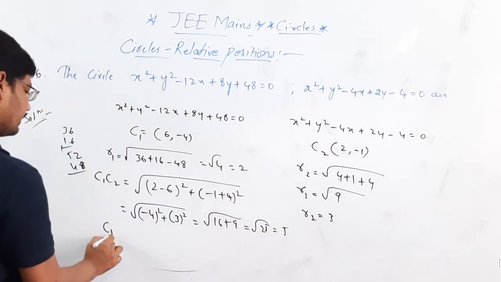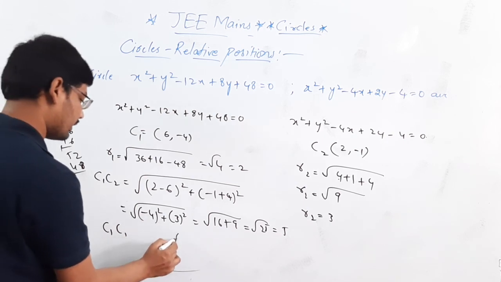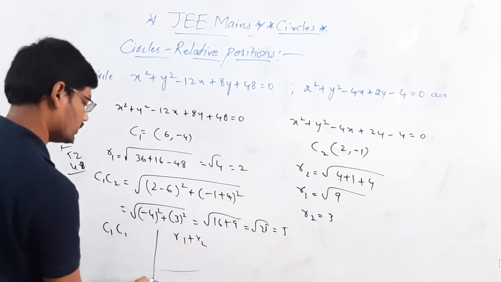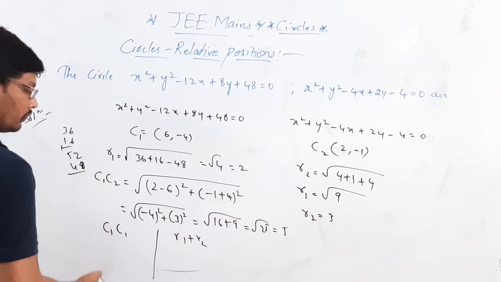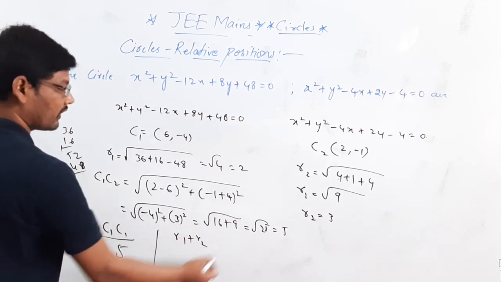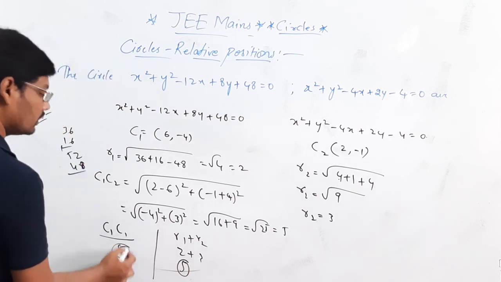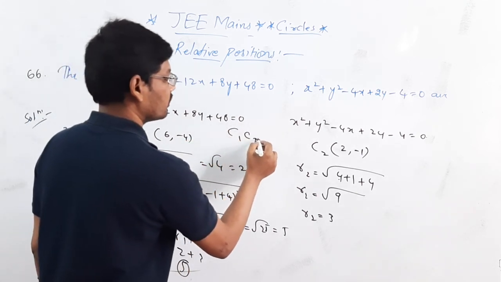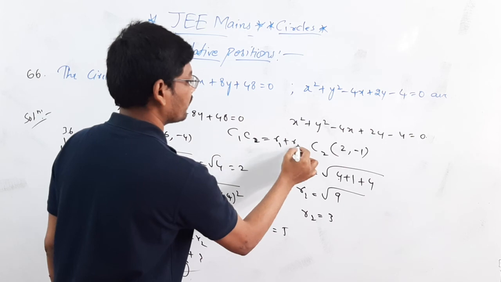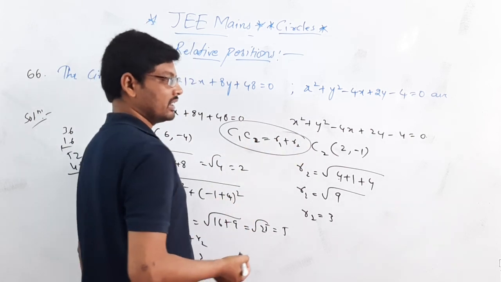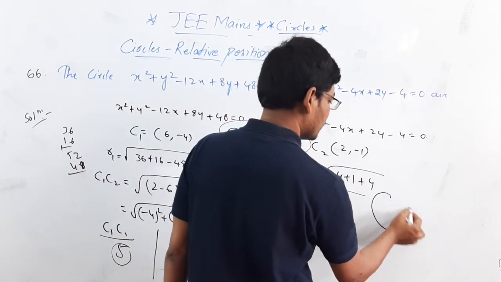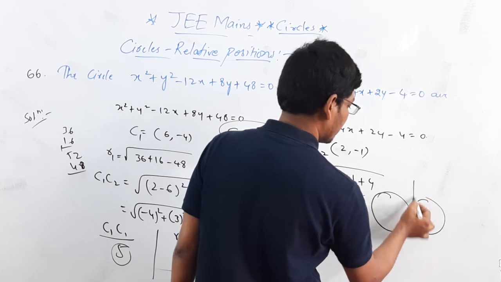And C1C2 and R1 plus R2 we need to compare; the relation between these two we should find. C1C2 here we got 5, and R1 plus R2 is 2 plus 3, that is also 5. So C1C2 is equal to R1 plus R2. This is the condition. From this condition we can say these two circles touch each other at one point.